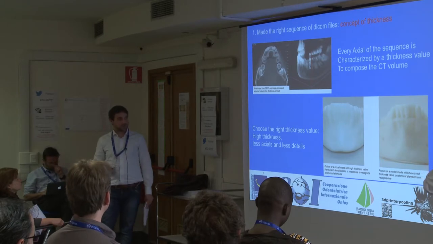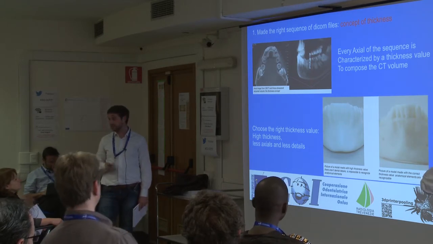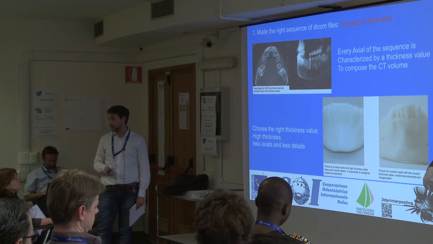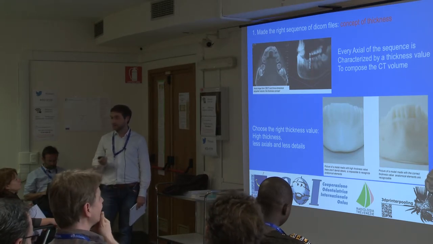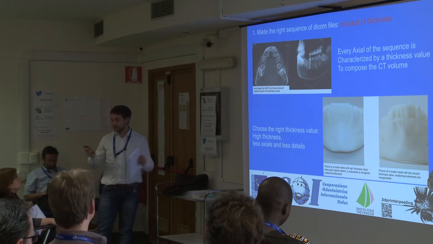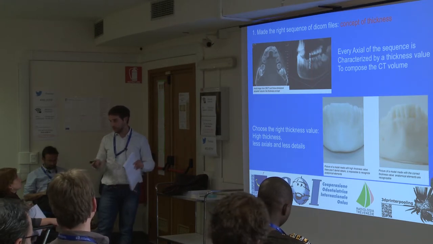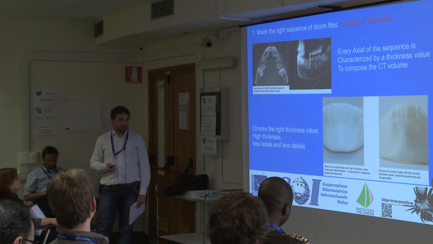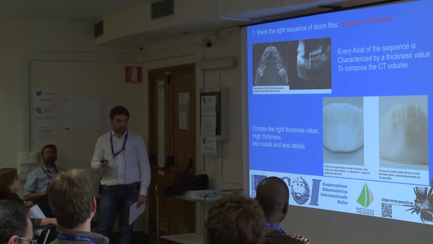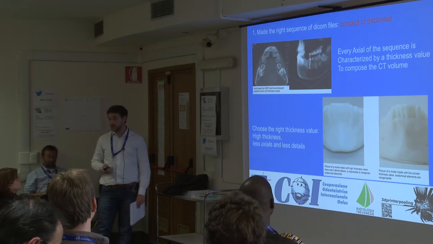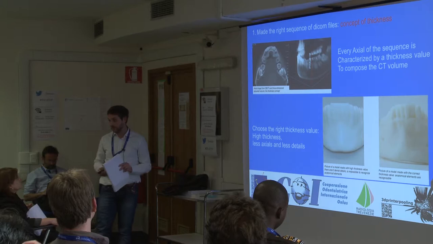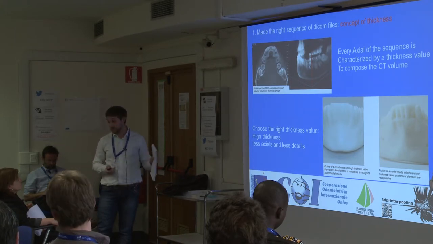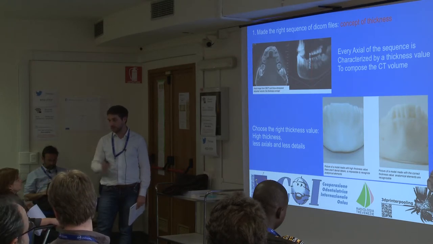So what is the value of thickness? It depends on the CT data, because every CT made different DICOM, every CT made a different gray range where it works. In our work with the normal CT, we use a value from 0.3 to 0.5 millimeters of dimension of singular axials.